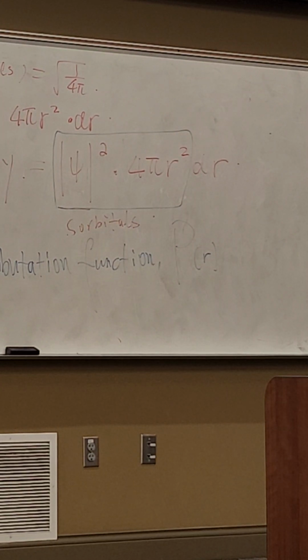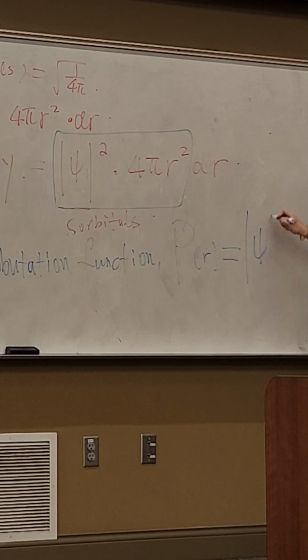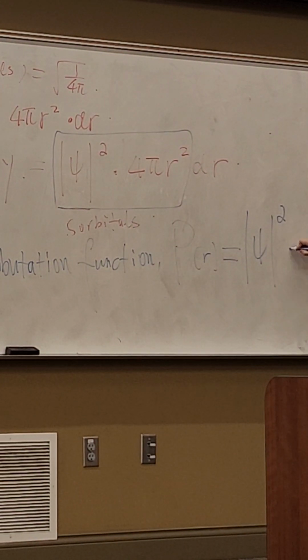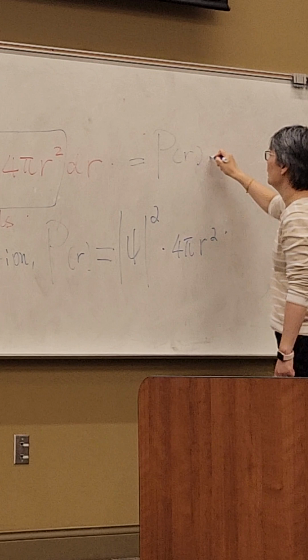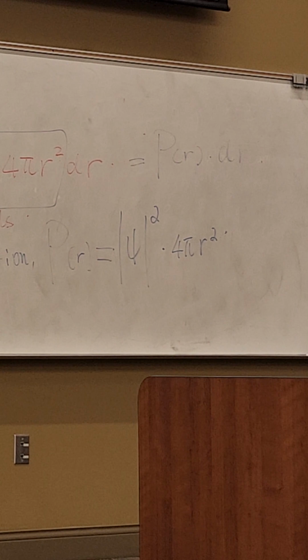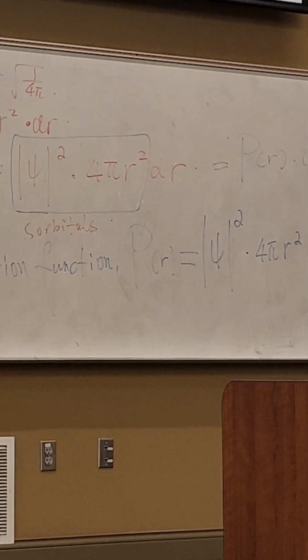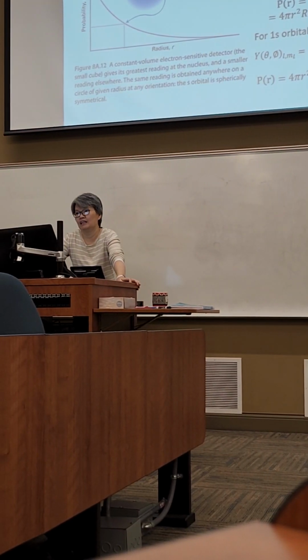You guys agree with that? So therefore, the radial distribution function is defined as the square modulus of the wave function times 4 pi r squared. So then you can rewrite your probability in terms of your radial distribution function, P(r) times the volume element dr. Okay, so when you do this, this gives you the probability to locate an electron at a particular radius.